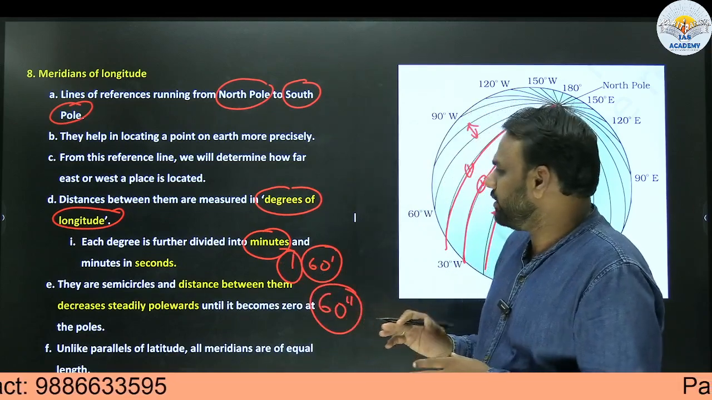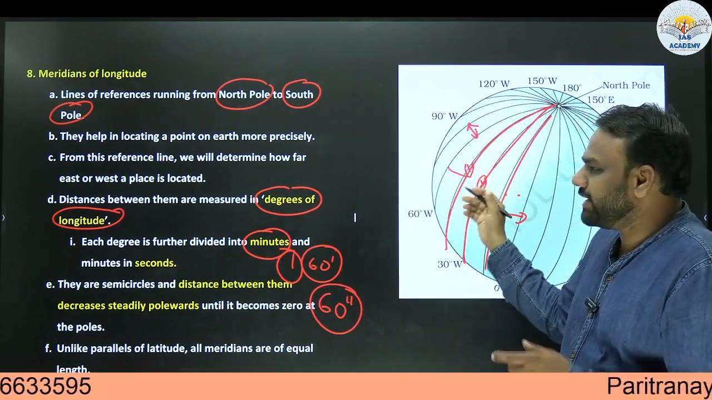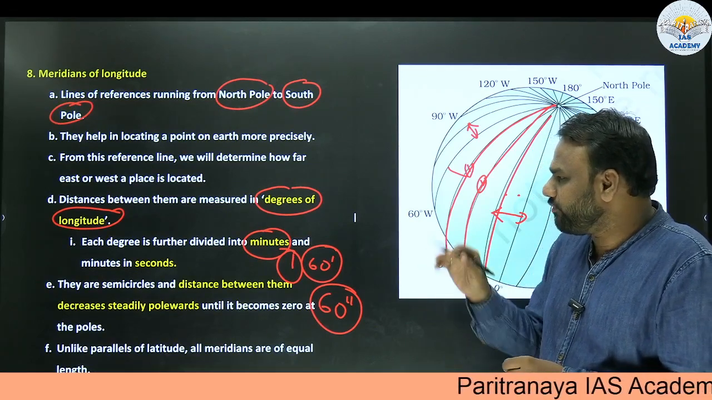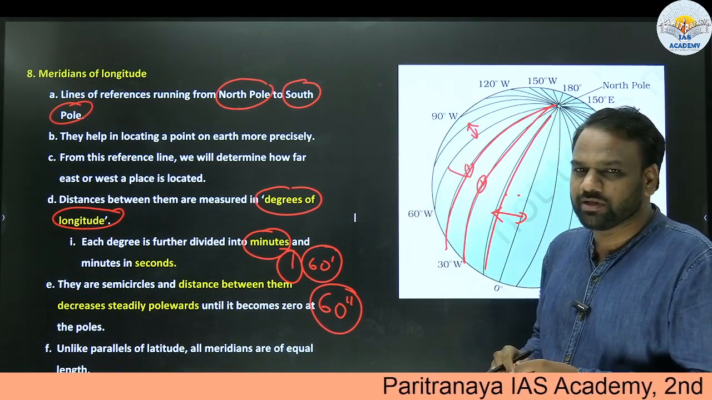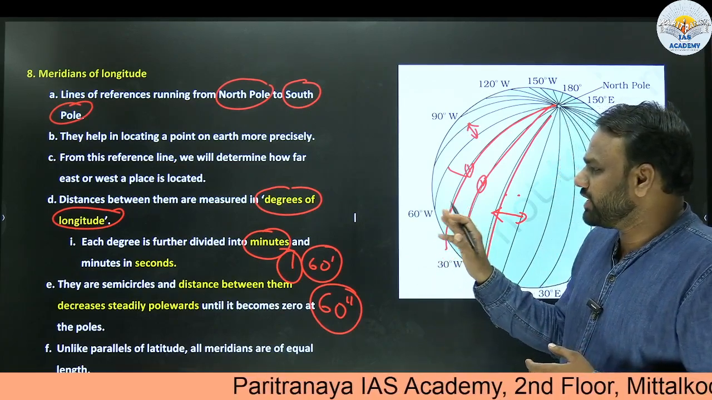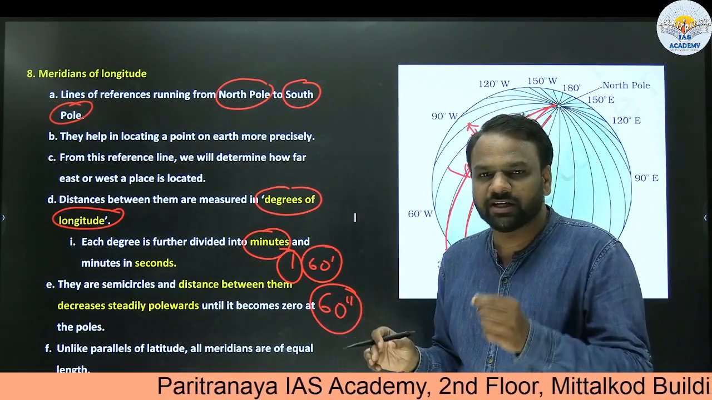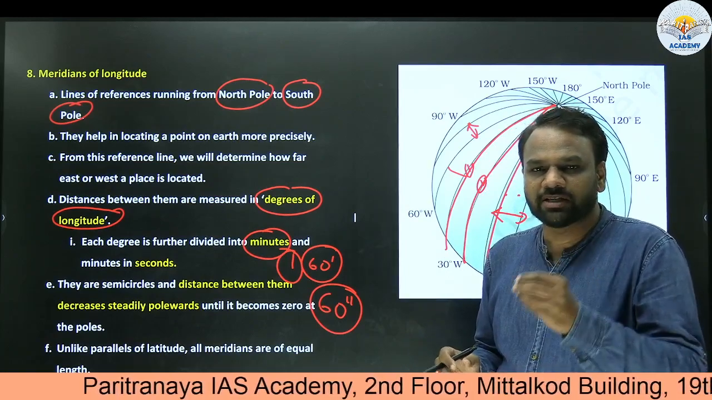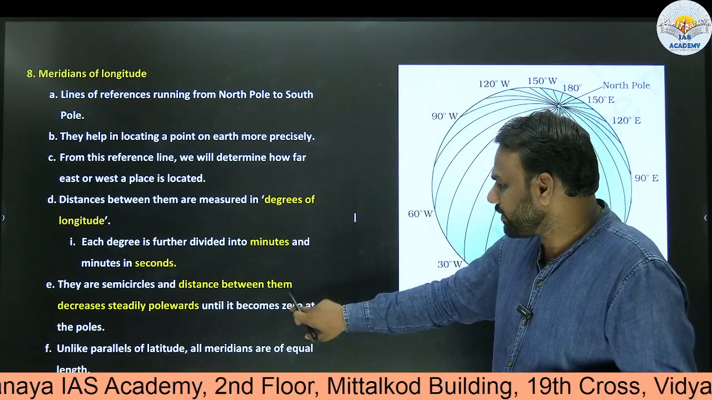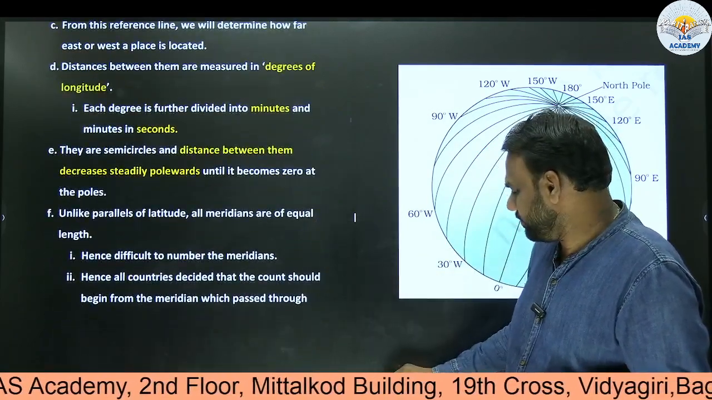In a similar fashion, the distance between two meridians is measured in terms of degree. And each degree, if you want to convert it into minutes, will be 60 minutes, and so on. So distance is measured with the help of degree. Each degree consists of a few minutes, and each minute has a few seconds.